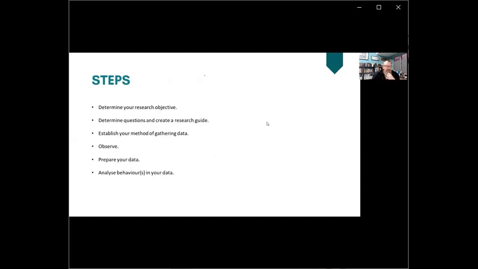The steps in observational research are quite simple. We determine our research objective, we determine the questions and create the research guide that we want to use. We establish our method of gathering data, so how we're going to go about this. And one of the ideas that we have to think about is, are we going to record this electronically?